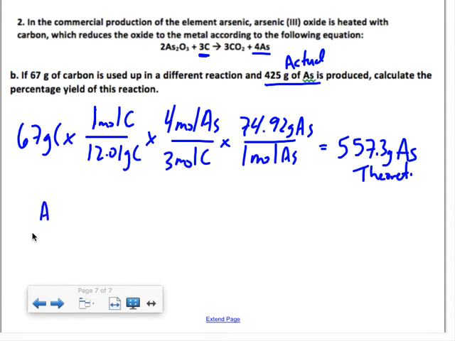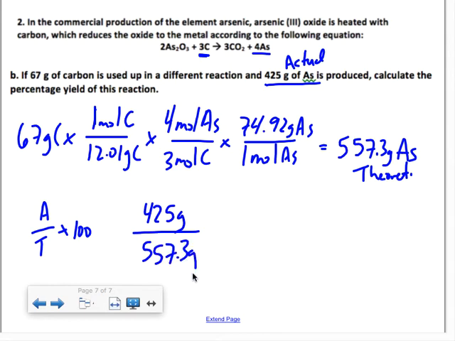So I'm going to take my actual divided by my theoretical times 100, right? So my actual was 425 grams divided by my theoretical, 557.3 grams times 100, and I get 76.3%.